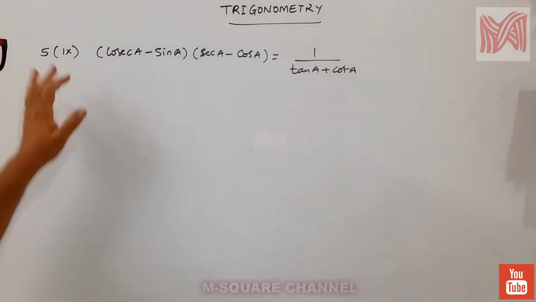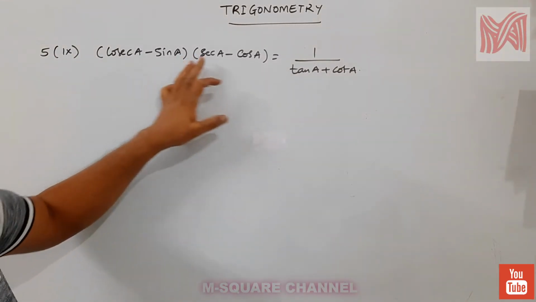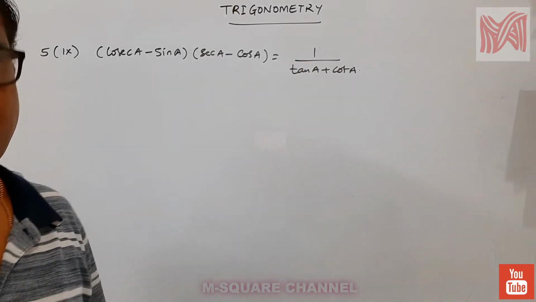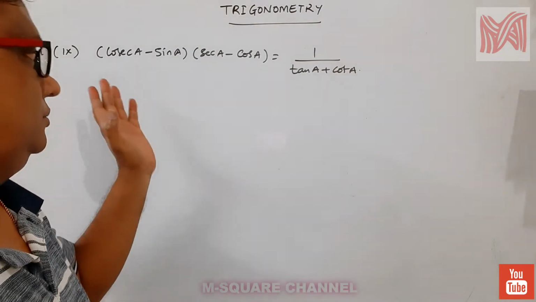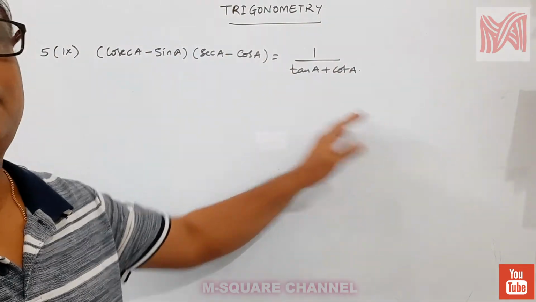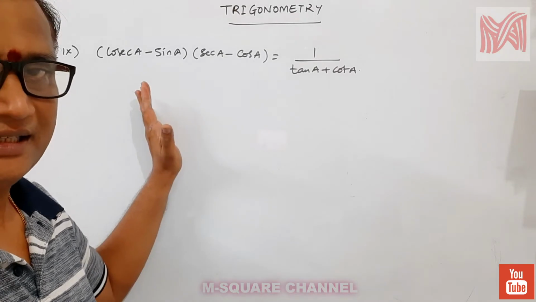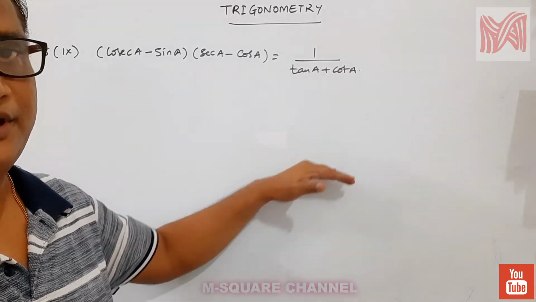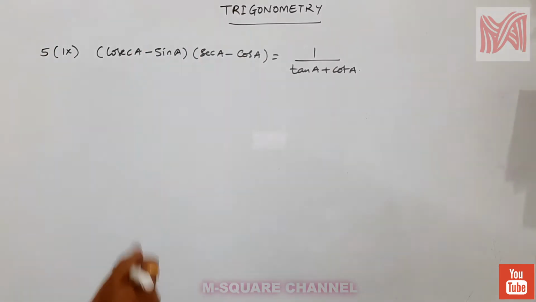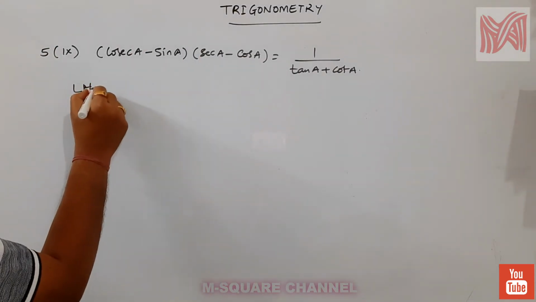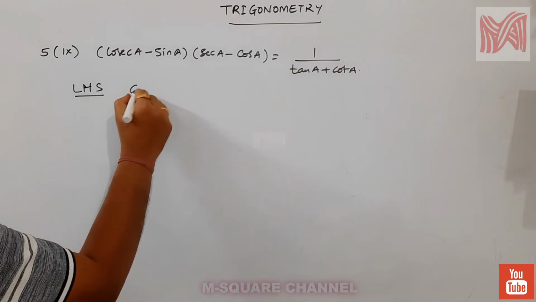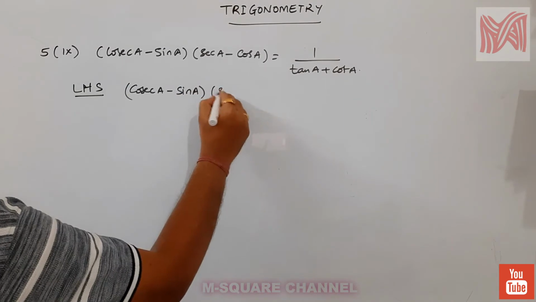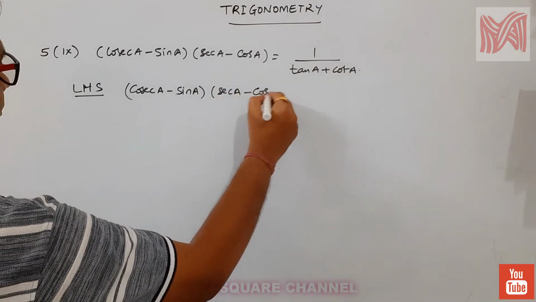In this question: (cosecant A minus sin A) into (secant A minus cos A) equal to 1 by (tan A plus cot A). So here we are not going to convert directly. We are going to take LHS and RHS separately and find that the two answers are equal. So we are going to solve separately. So the LHS part is (cosecant A minus sin A) into (secant A minus cos A).